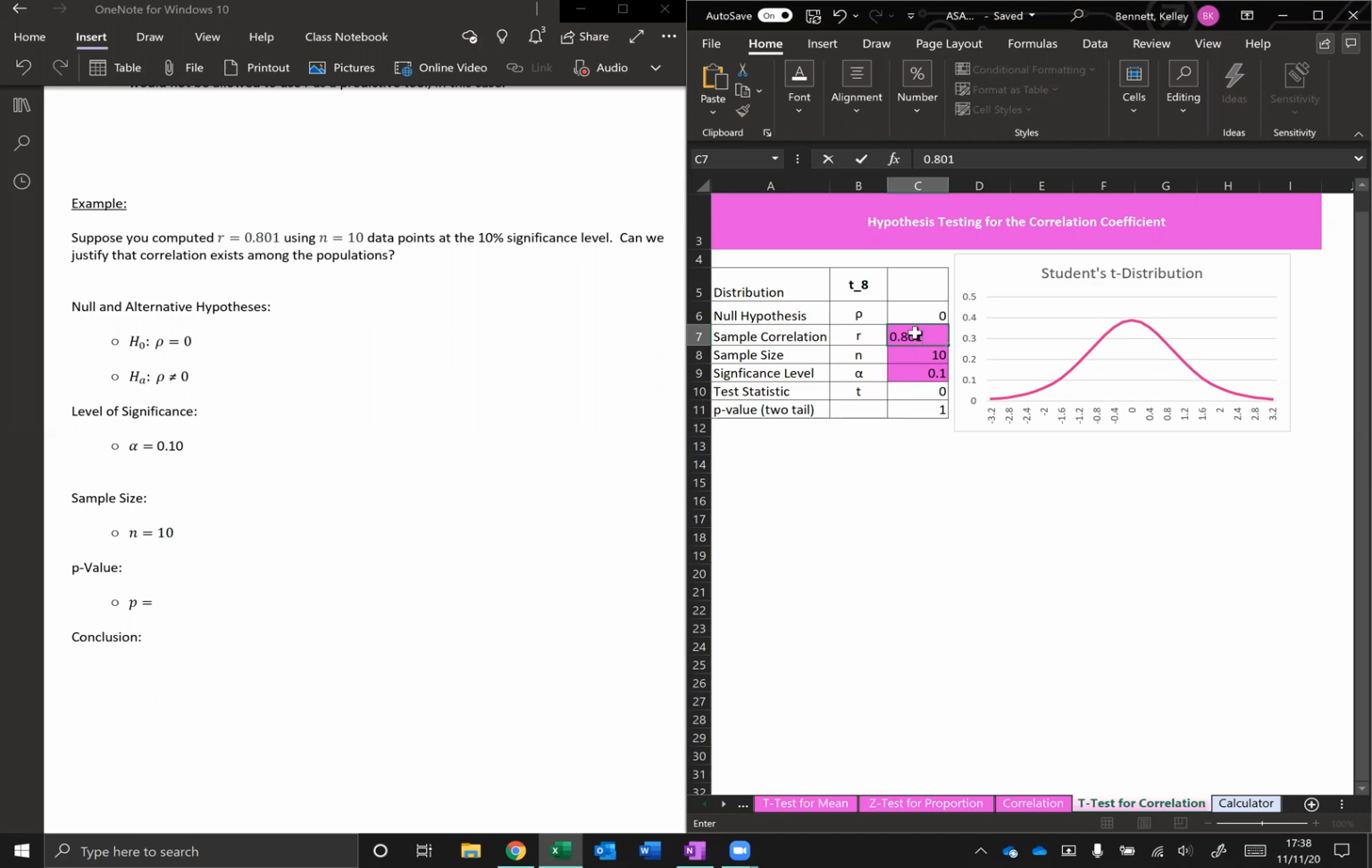So when I compute this, it's telling me my test statistic. So my test statistic ended up being 3.78437. So that's really telling me that I am 3.78437 standard deviations away from the center here at 0. And so that's quite a bit. So let's paste this into OneNote and kind of examine it further.